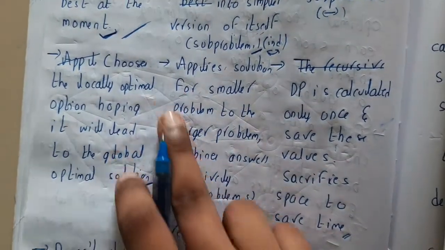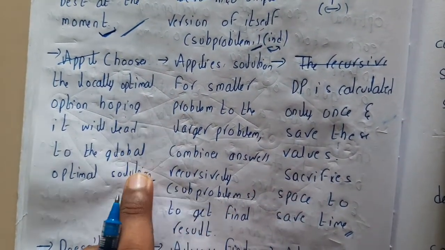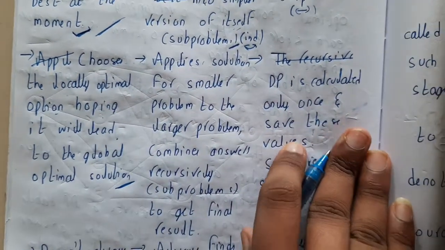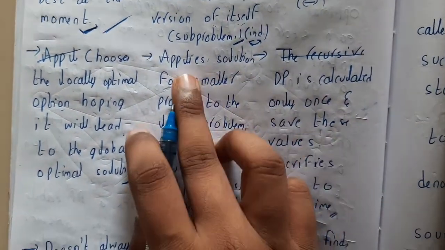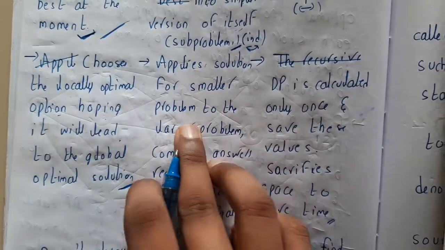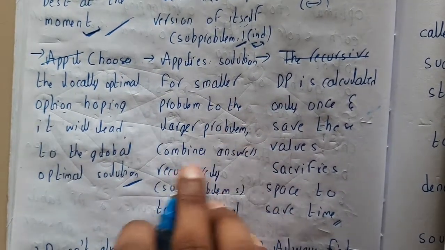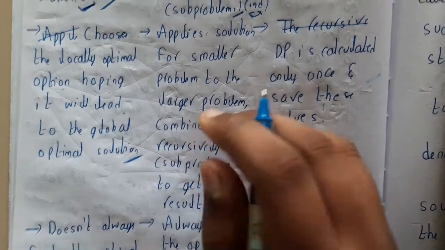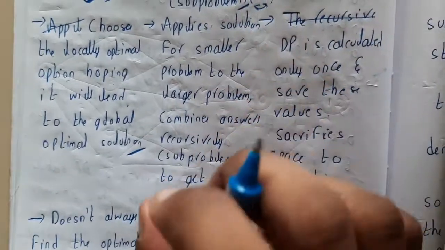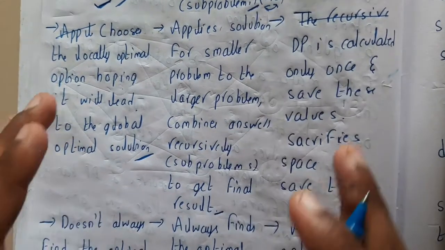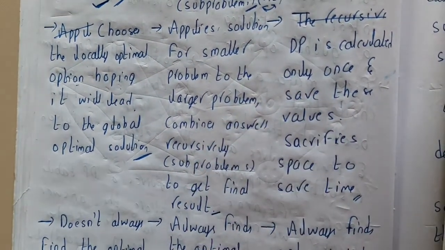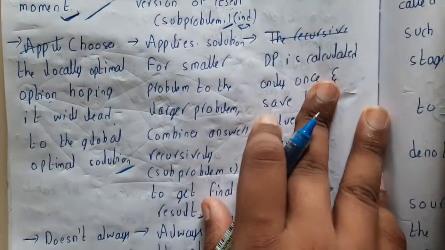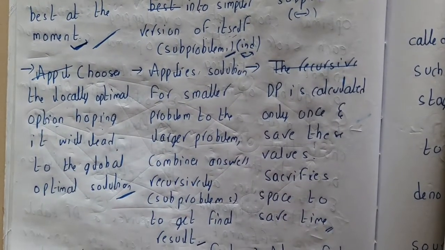The greedy approach always picks the optimal solution locally, hoping it will lead to the global solution. Hoping, so we can say that it will not compulsorily lead to the optimal solution. Divide and conquer applies a solution for smaller problems to the larger problem, combining the answers recursively from the subproblems to get the final solution. So we divide into multiple subproblems, apply the solution to those smaller subproblems, and at the end combine them slowly to get the final result. That is divide and conquer.